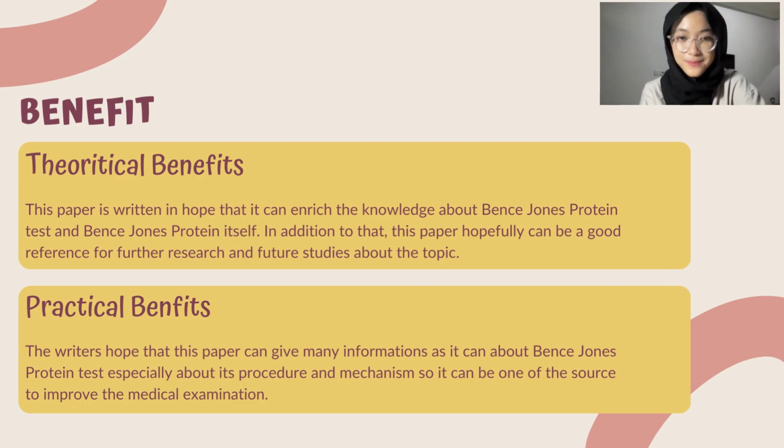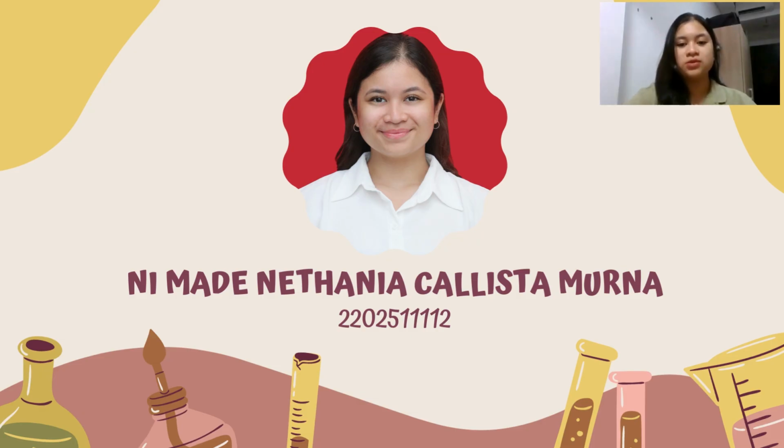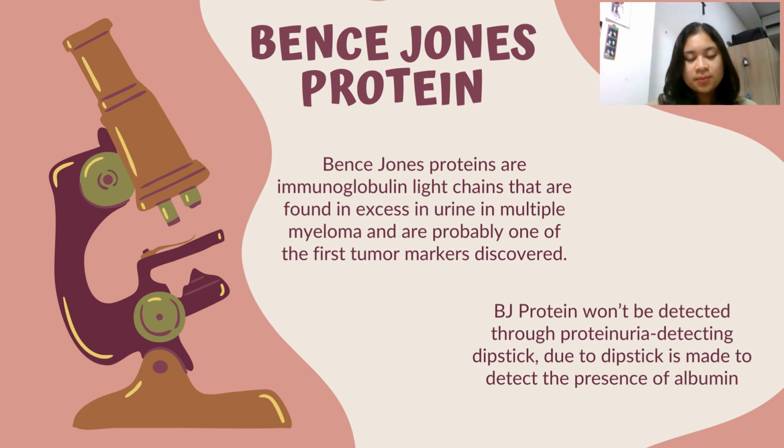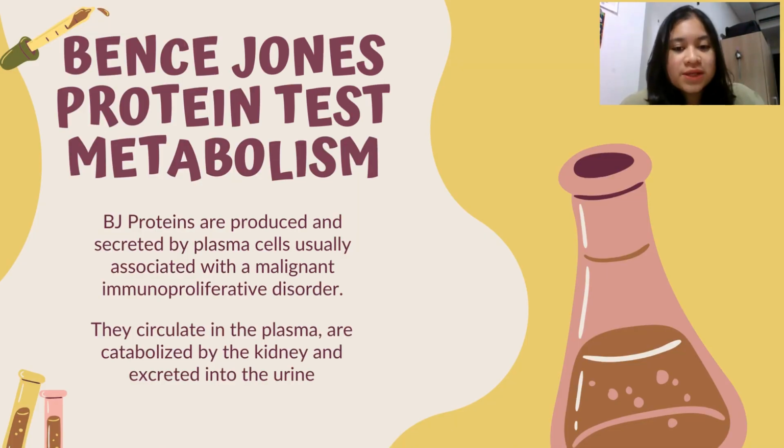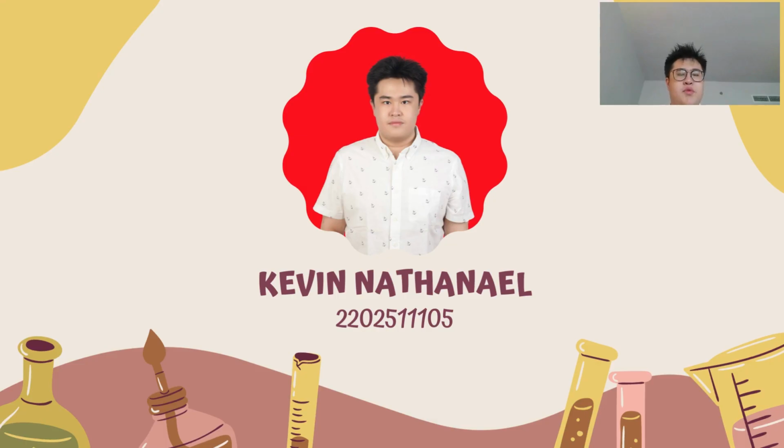Thank you. Good morning, my name is Neta, with student number 112. Bence-Jones proteins are immunoglobulin light chains that are found in excess in urine in multiple myeloma. BJP shows poor thermal reactivity in the heat coagulation test and won't be detected through the proteinuria-detecting dipstick, because the dipstick is made to detect the presence of albumin. BJP are produced and secreted by plasma cells, usually associated with a malignant immunoproliferative disorder. They simply circulate in the plasma, are filtered by the kidney, and excreted into the urine. And my last three digits are 105.